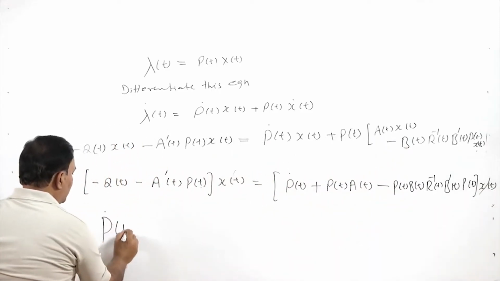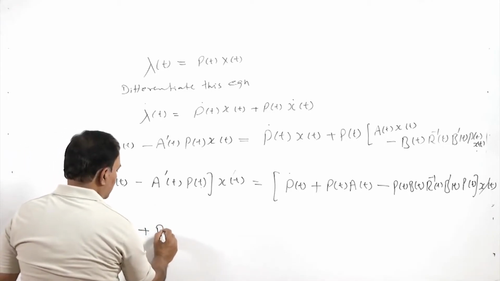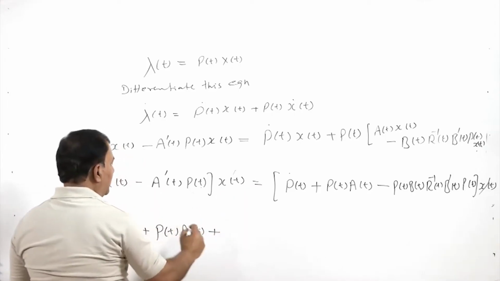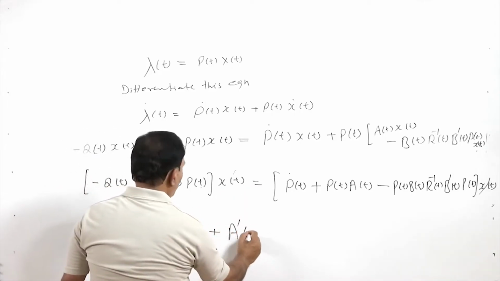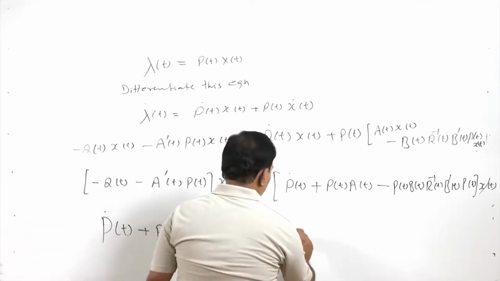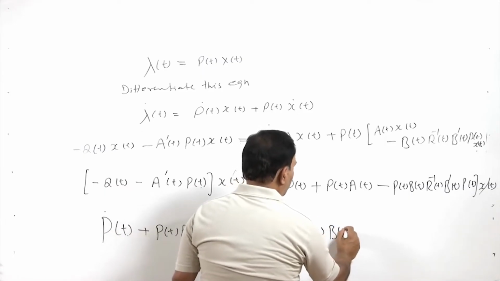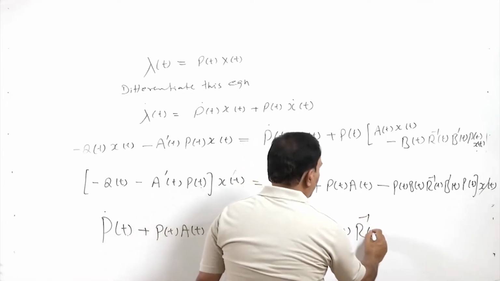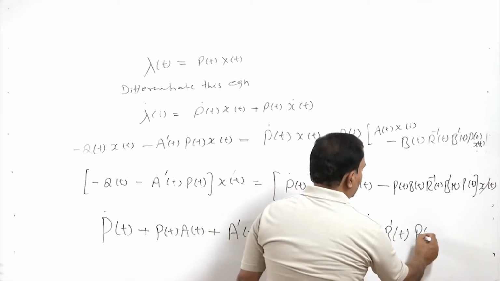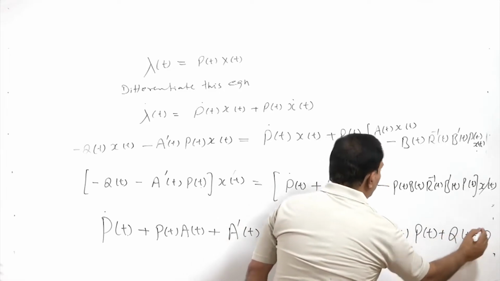On one side we have P dot(t) plus P(t) A(t), and the second term A transpose(t) P(t), minus P(t) B R inverse B transpose(t) P(t), plus Q(t) equal to 0.